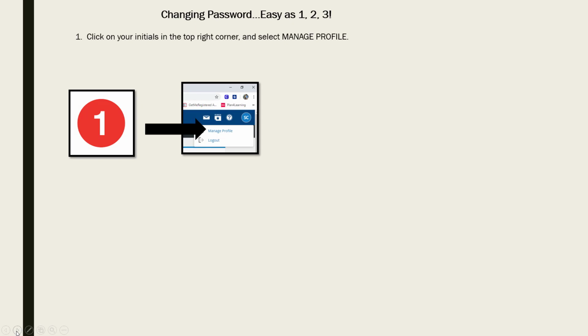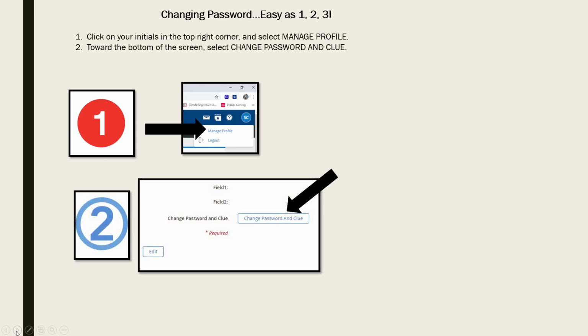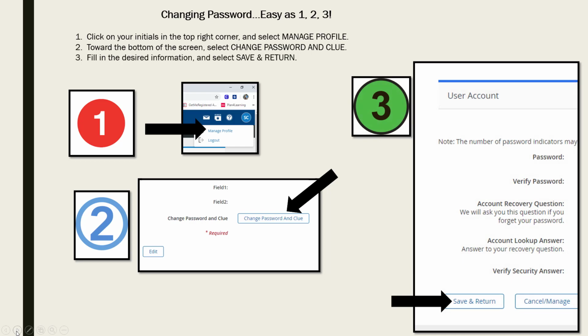The first thing that you will do is click on your initials in the top right corner and then select Manage Profile. Toward the bottom of that screen, you will select Change Password and Clue. The final step requires that you fill in the desired information and then select Save and Return.